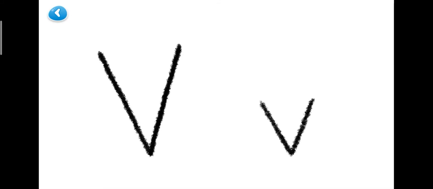The letter W. You make uppercase W like this. Make a slanted line down. Then a slanted line up. Then down. And one more line going up. You make lowercase W the same way, but smaller. A line down, a line up, a line down, and then a line up.